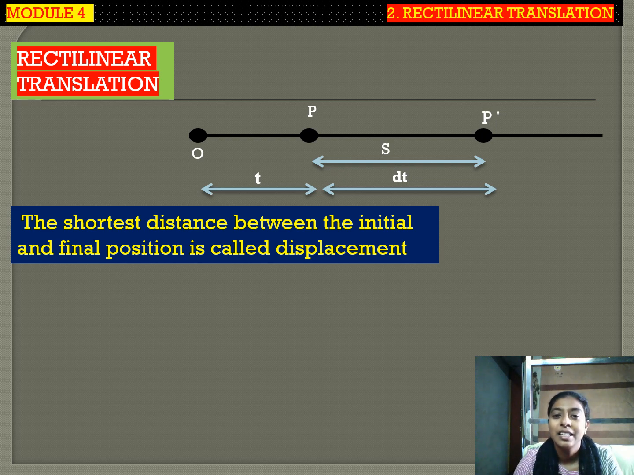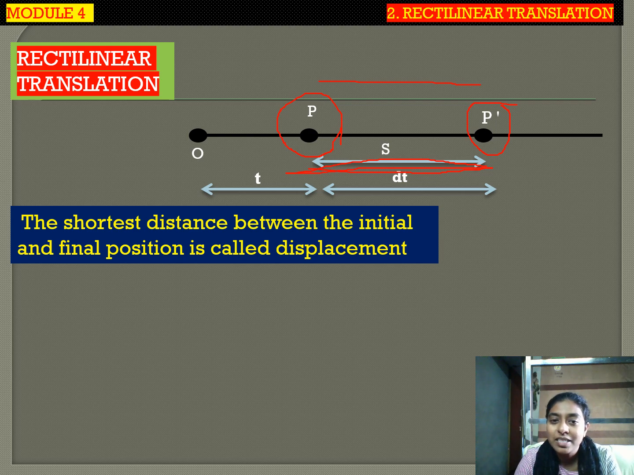Here, this is the particle. This P is the particle. So this particle is moving from P to P dash. So this particle has moved for a distance, and this is called displacement. This particle P has moved from this point to this point in a straight line, and the shortest distance between the initial and final position is called the displacement.